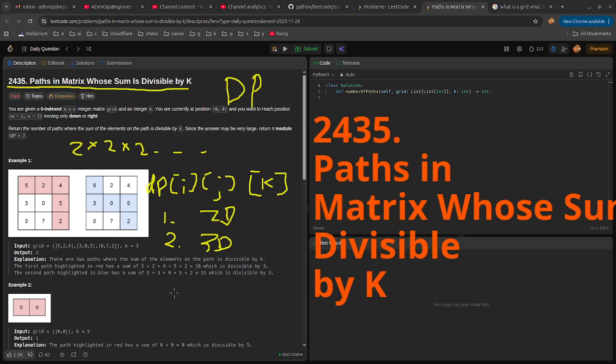But anyway, the approach to resolve this problem is we start with this three-dimensional DP, start from the cell 0, 0 and calculate all the possible remainders while updating the DP at the same time. That is this approach.